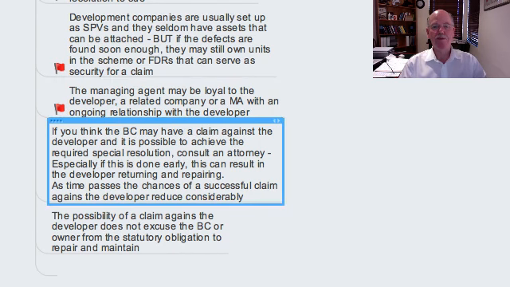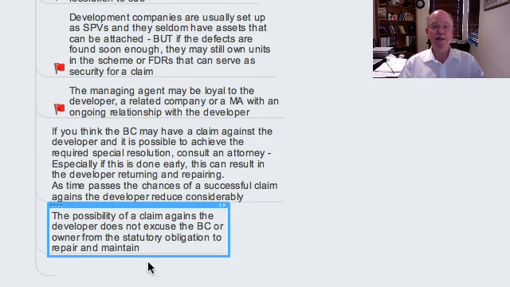If you think that the body corporate may have a claim against the developer and it is possible to achieve the required special resolution, then the owners or the trustees in that situation should consult an attorney. Especially if this is done early, it can result in the developer returning and repairing the problem. But as time passes, the chances of a successful claim against the developer do reduce considerably. So the idea that you should watch carefully and approach this issue as soon as the defects become apparent is very important.